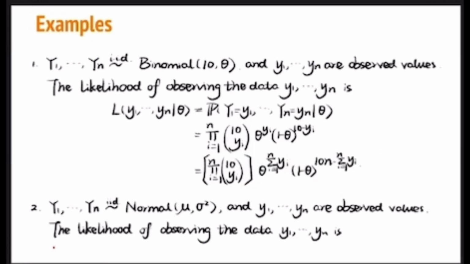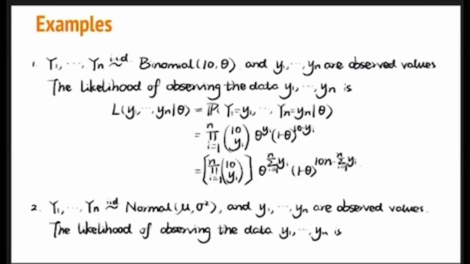Here, there are 2 parameters, and the 2 of them are unknown, which means we need a maximum likelihood estimator for mu. We need a maximum likelihood estimator for sigma squared. Now, how do we write the likelihood?